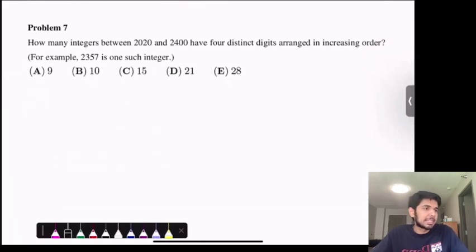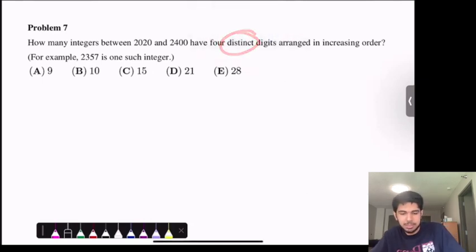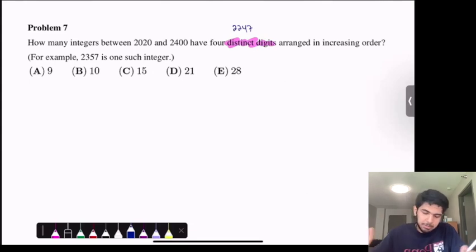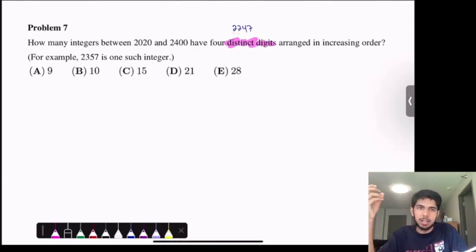So this next question asks how many integers between 2020 and 2400 have 4 distinct digits arranged in increasing order. Okay, distinct digits is important. Let's highlight that. Distinct means different. So for example, 2247 would not be a valid case for these numbers, because there's 2 instances of the number 2. It repeats itself, so the digits are not distinct.